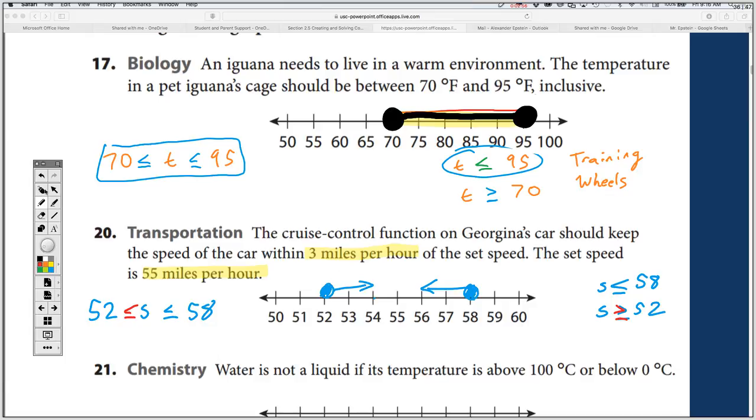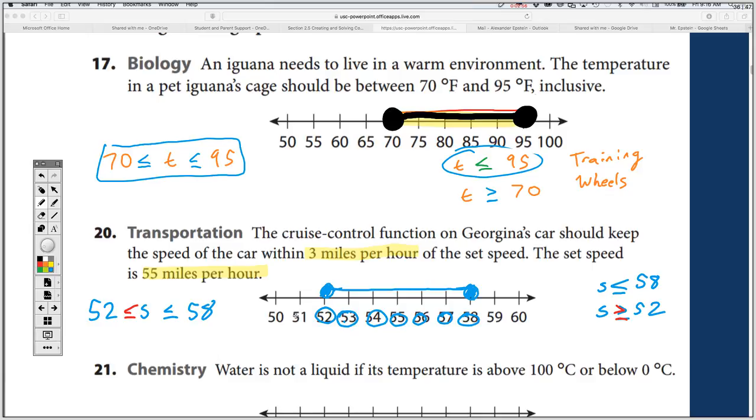We're going to clean it up. We don't want to just have arrows like that. So you're just going to connect them because that's where they would overlap. Hopefully your line is straighter than mine. There we go, that's better. So what this says is 52 is an answer, 53, 54, 55, 56, 57, 58. But since they don't overlap here, these are not answered.